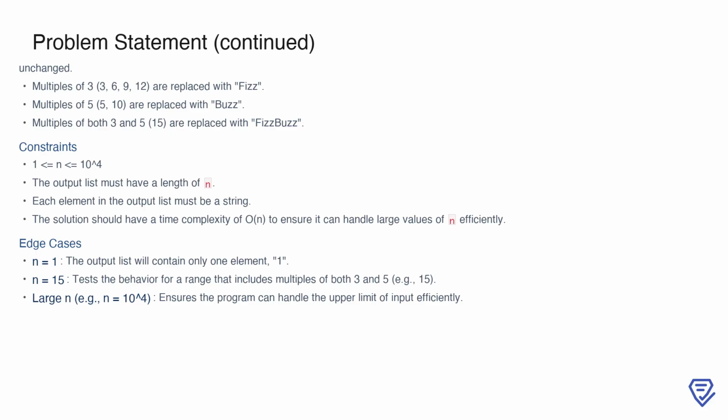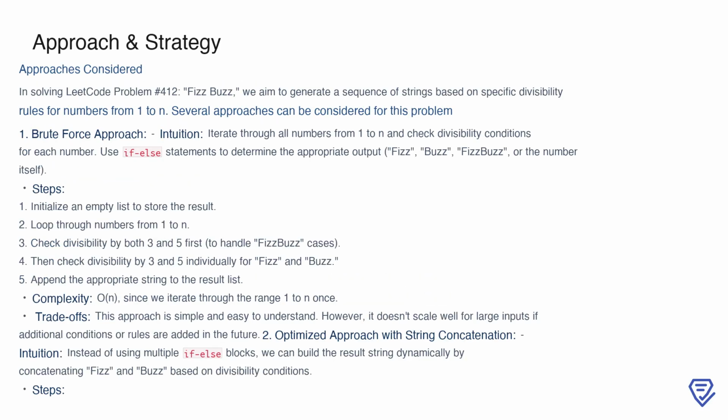To solve the FizzBuzz problem, we are tasked with generating a sequence of strings based on specific divisibility rules for numbers from 1 to n. Several approaches can be considered. The first is the brute force approach, which involves iterating through all numbers from 1 to n and checking each number's divisibility conditions using if-else statements.